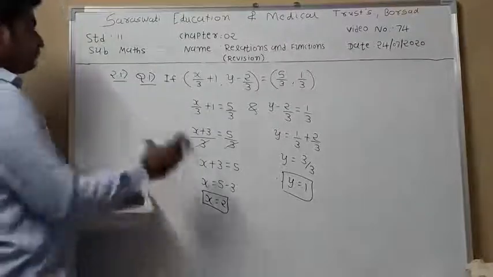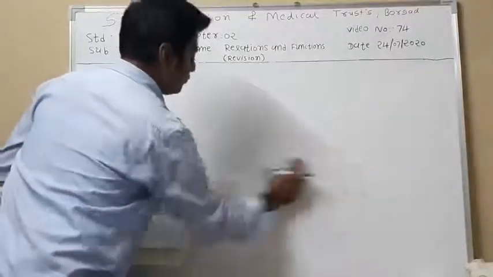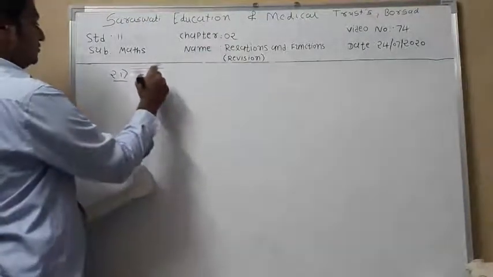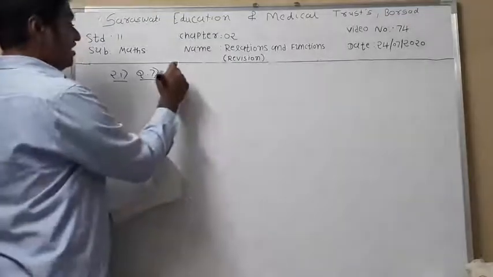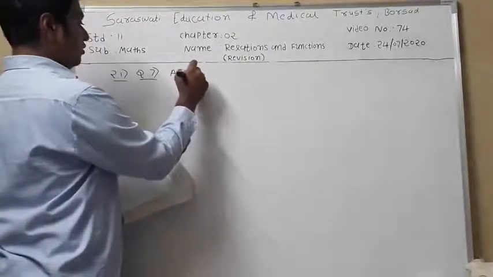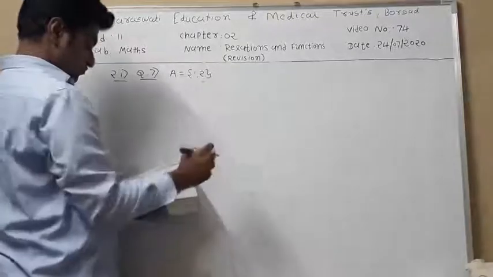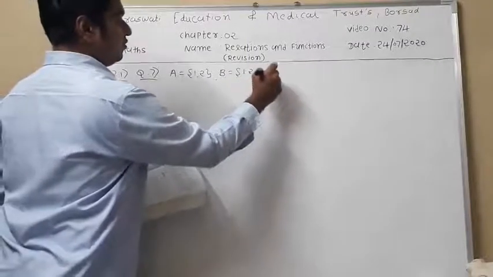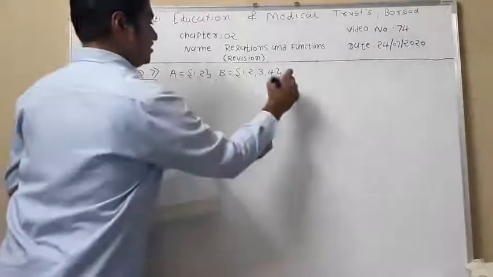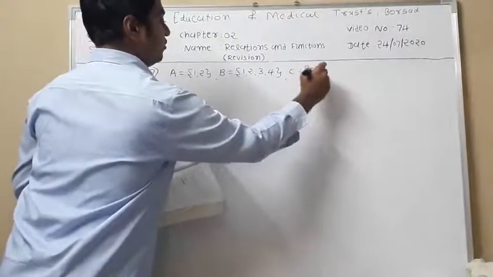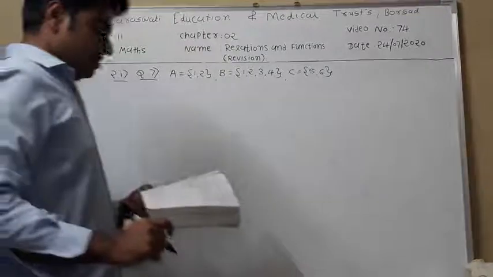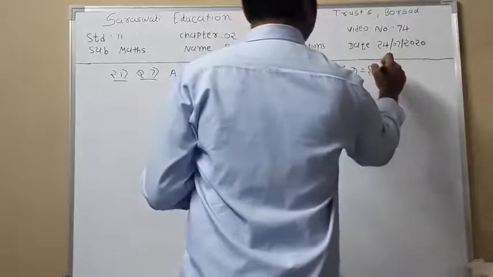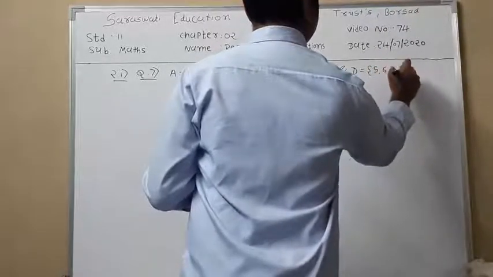Next question. Exercise 2.1, question number 7. Let A = {1, 2}, B = {1, 2, 3, 4}, C = {5, 6}, and D = {5, 6, 7, 8}.